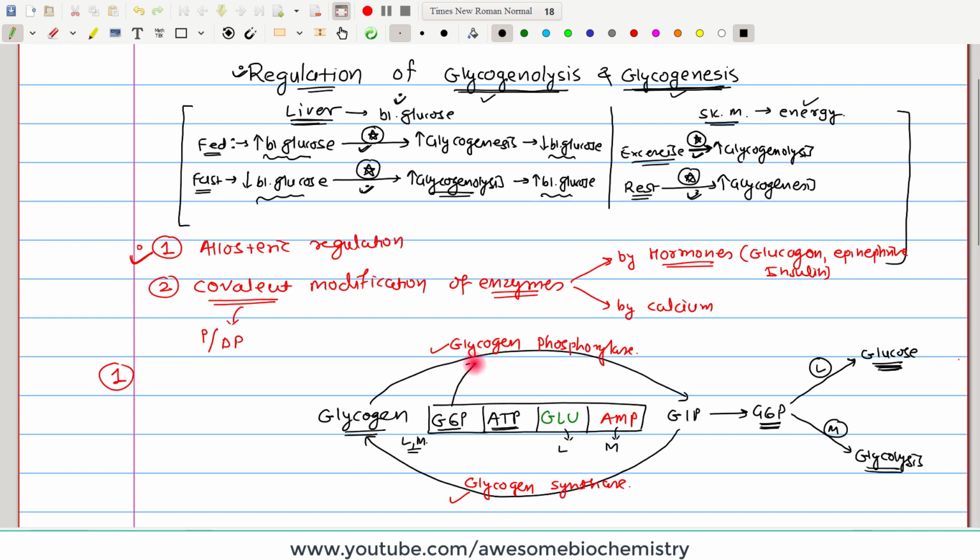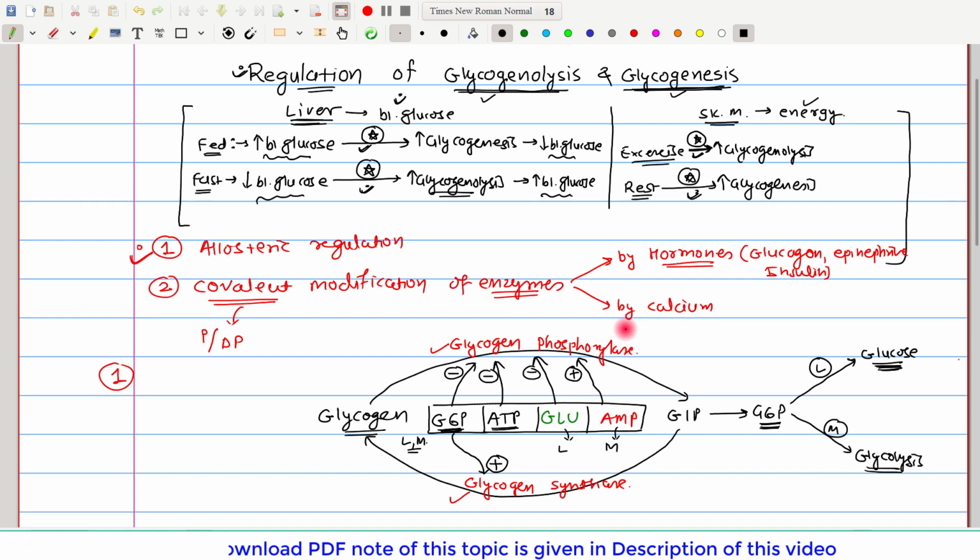Glucose 6-phosphate, ATP and glucose. All these three molecules are important allosteric inhibitors of glycogen phosphorylase. Whereas adenosine monophosphate is an important allosteric activator of glycogen phosphorylase. Whereas for glycogen synthase, only glucose 6-phosphate acts as an allosteric modulator of this enzyme, and this modulation is in the positive direction. That means glucose 6-phosphate is the allosteric activator of glycogen synthase.